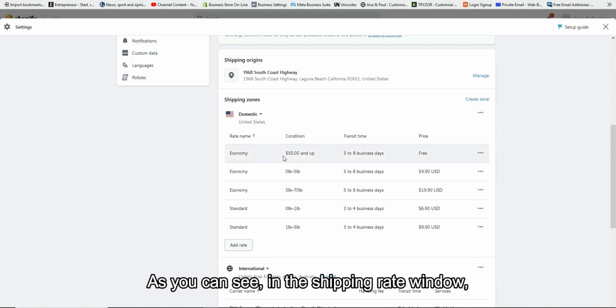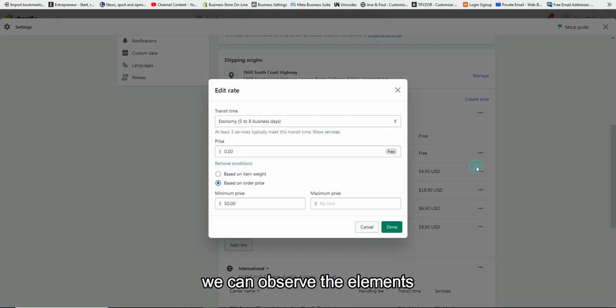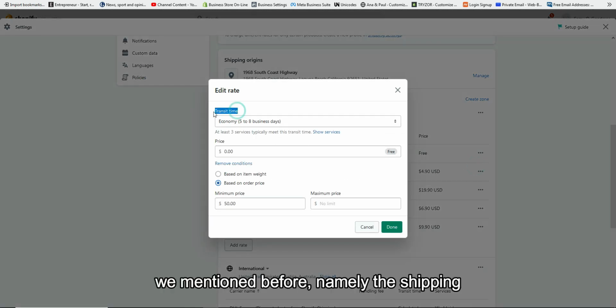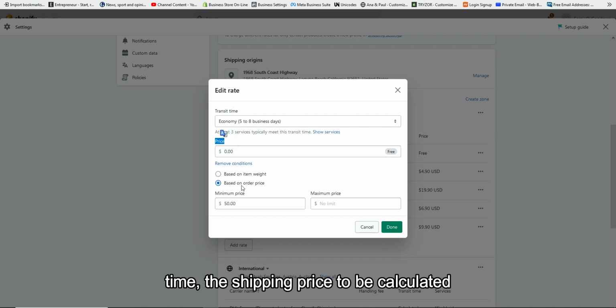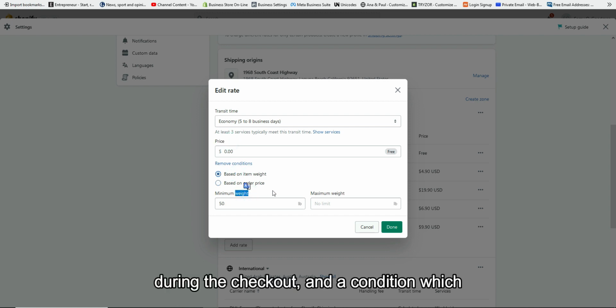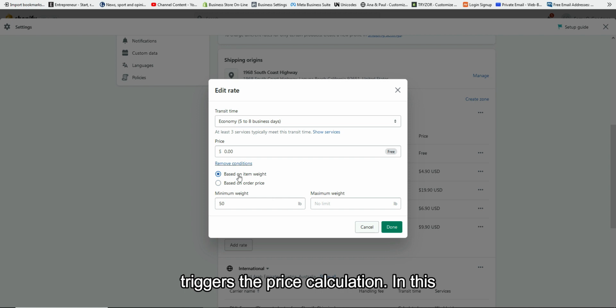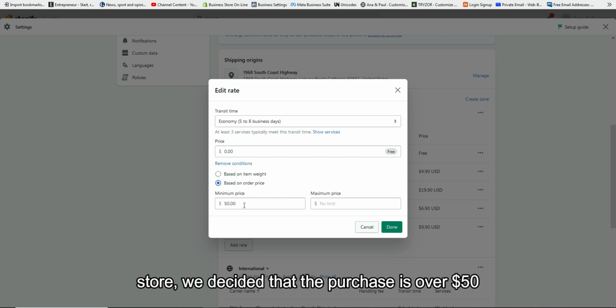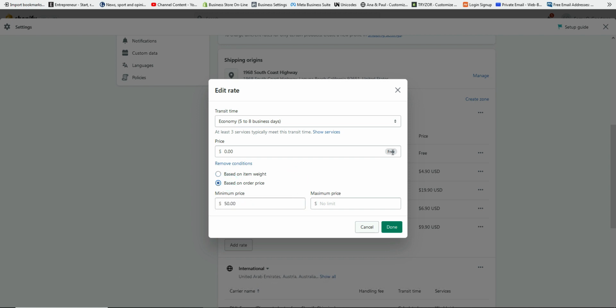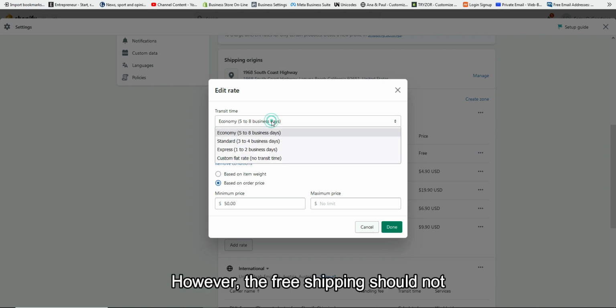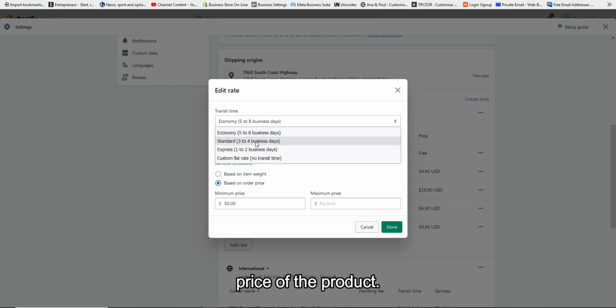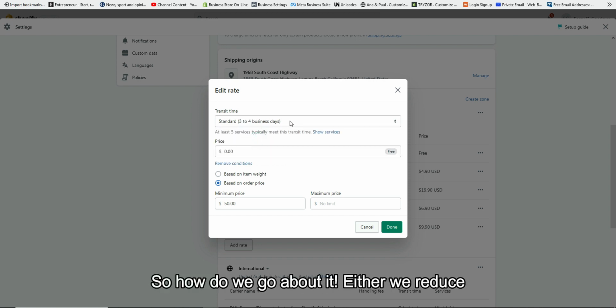As you can see in the shipping rate window, we can observe the elements we mentioned before, namely the shipping time, the shipping price to be calculated during the checkout, and the condition which triggers the price calculation. In this store, we decided that purchases over $50 will have free shipping. However, the free shipping should not generate additional costs that would be deducted from the profit, or even from the price of the product, so how do we go about it?